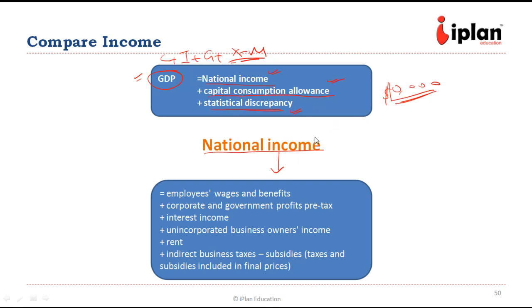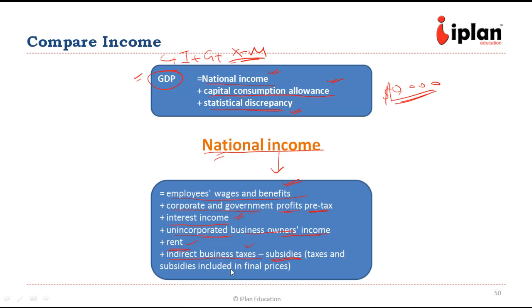So that has to be counted in GDP calculation, while in national income calculation, we do not count that kind of allowance. National income will include all the wages and benefits provided to the employees by their employers, then all the profits before taxes for the government and corporate enterprises, then all the income earned through interest, then unincorporated business owners' income, then the rents for different properties. We also add the taxes and subtract the subsidies provided by the government so that we can get the true national income. Since at the consumer level the taxes are paid and the subsidies are enjoyed, they have to be considered here.